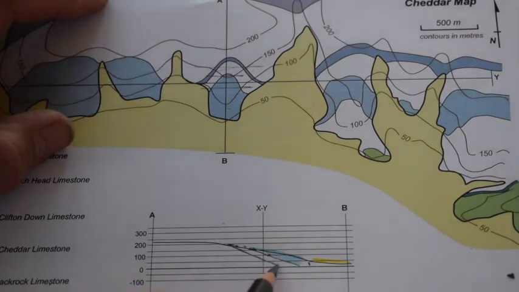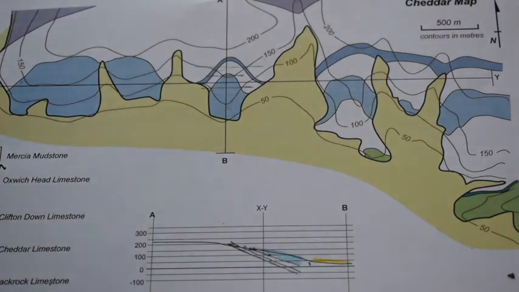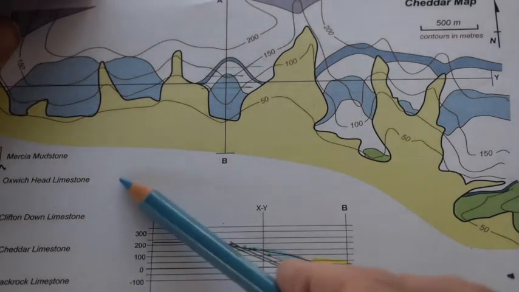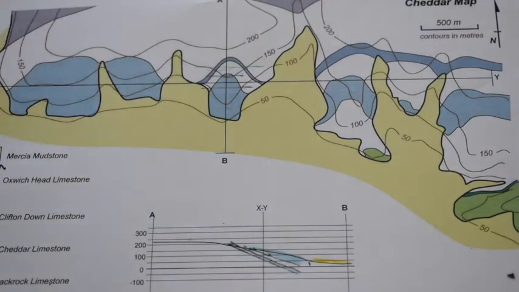I'll just project it on the same trend like that, and I'll take the top as well while I'm at it. So there, this little thin limestone, the Cheddar limestone, going down, and again I'll just colour that in with limestone blue. So we've got dipping limestones inclined down here towards B, towards the south.